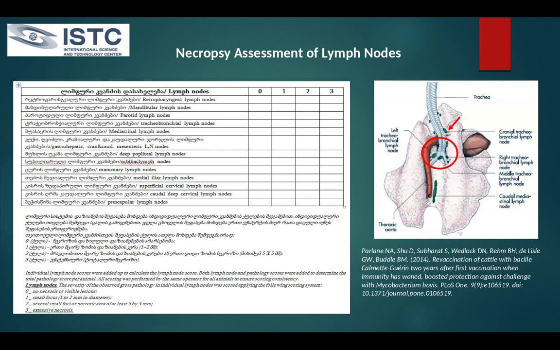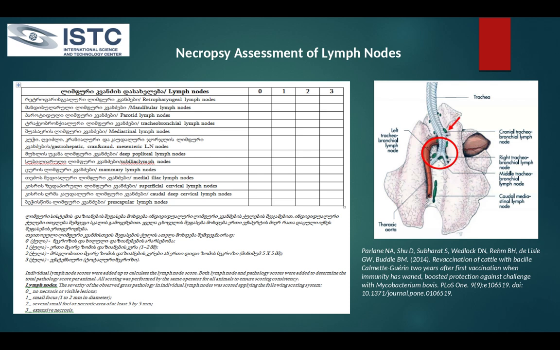Assessing lymph node damage is also crucial. We used Professor Natalie A. Parlane's 3-point scoring system. 0 points, no necrosis or visible lesions. 1 point, a single small lesion, 1 to 2 millimeters. 2 points, multiple small lesions, or a single large necrotic area, at least 5 by 5 millimeters. 3 points, extensive, total necrosis.